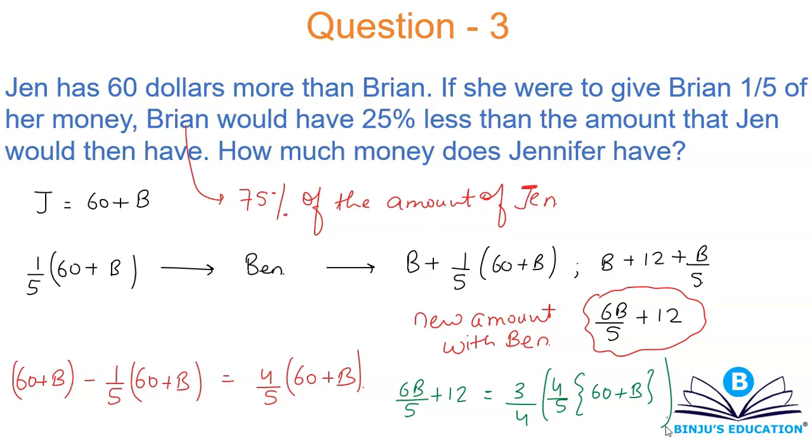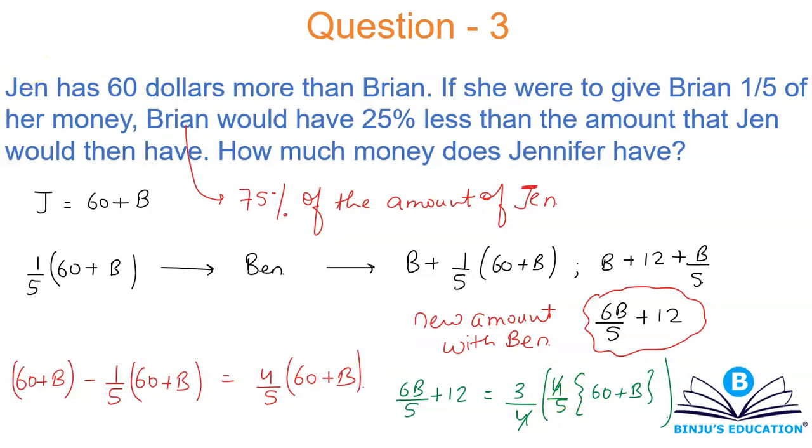75% is 3/4. 75 by 100, you can take 25 common, you'll be left with 3/4. So if Brian has 25% less than the amount that Jen would have, then Brian would basically be having 75% of the amount that Jen has. 75% is 3/4. So I can cancel this 4, I can cancel this 4.